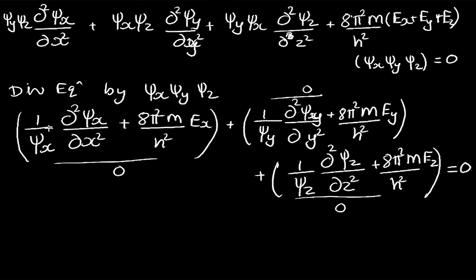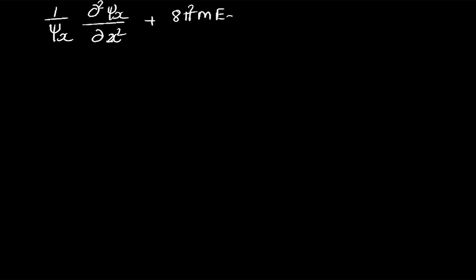Also, this term is only dependent on x, this term is only dependent on y, and this term is only dependent on z. So we could write these three terms independently, and hence we will have 1 upon psi x d square psi x by dx square plus 8 pi square m ex upon h square, and that is equal to 0.